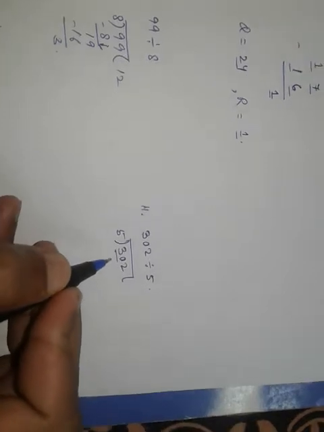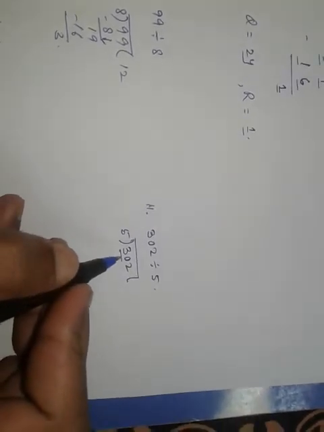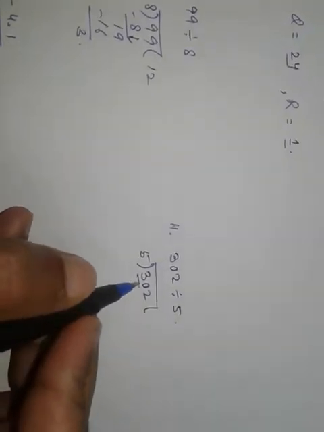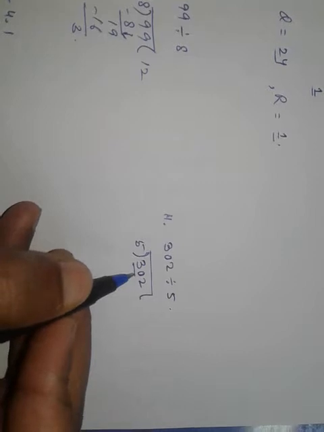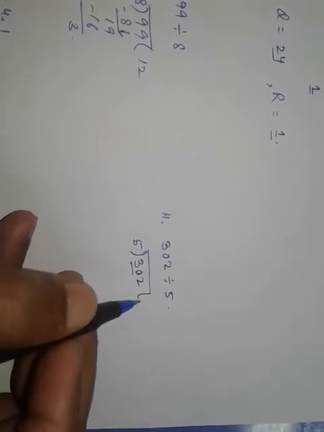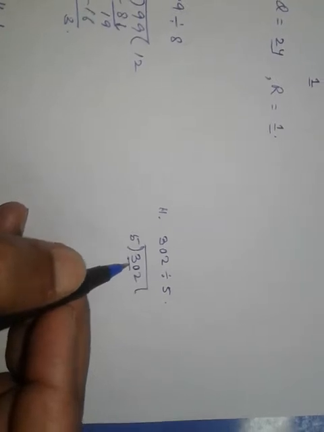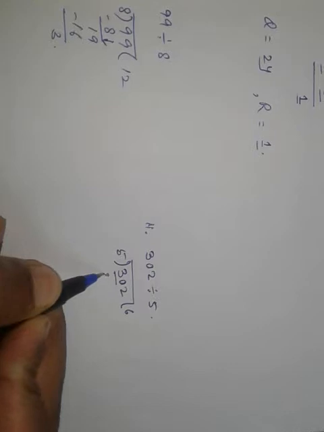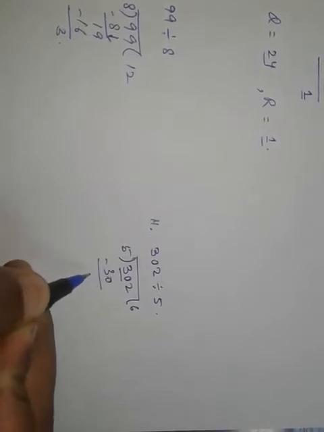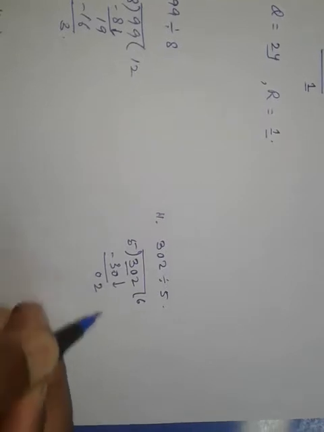Maximum two digits, that we choose. In division you know the rule: if it is not divisible by one digit, then we choose 2 digit numbers. We don't choose 3 digits. Now in the table of 5, 6 times is 30. When you subtract, you get here 0. Now which comes down? 2.